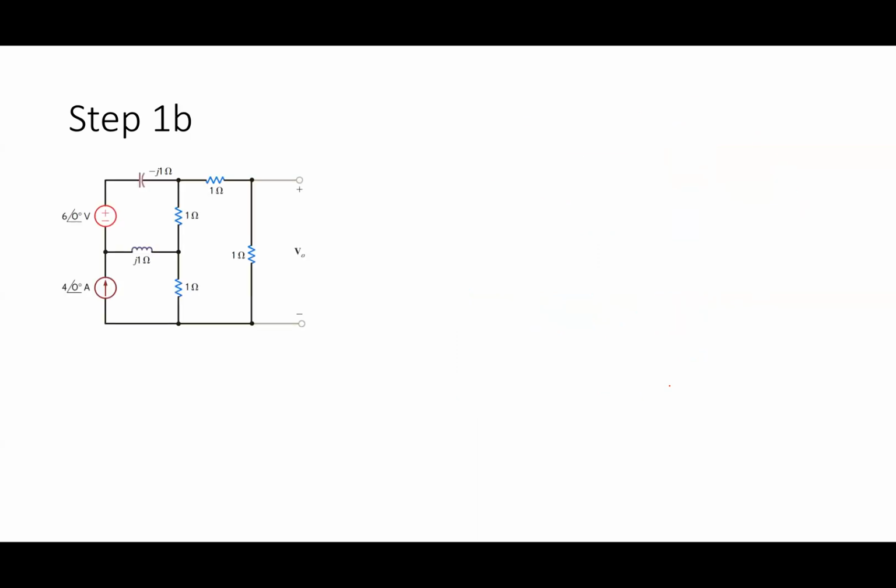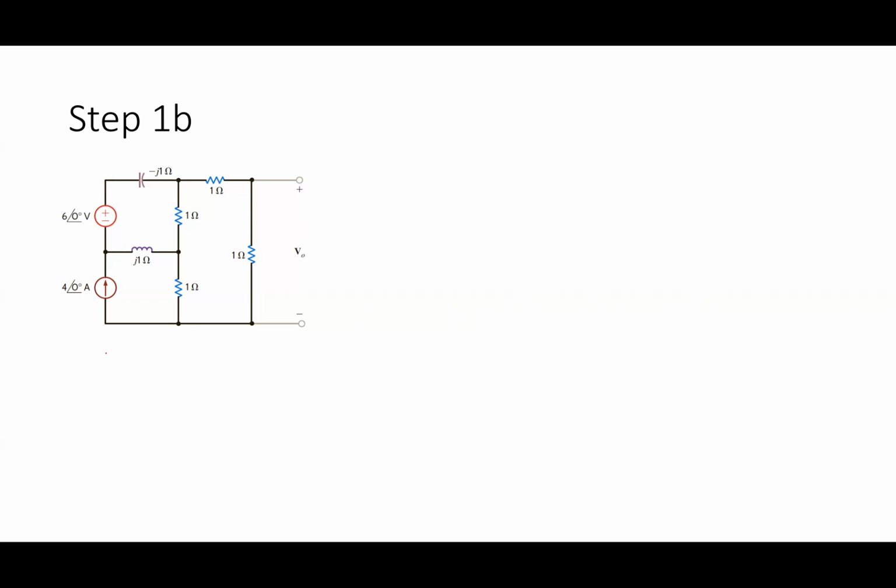Now I have the other approach I've got to take. I've got to figure out what's going on with the 4 amp source, since we did the 6 volt source. So how do I do the 4 amp source? What's the first thing I've got to do? Turn off the voltage source. Yeah, so if I turn off the voltage source, what do I do with it? I short it, make it 0 volts.